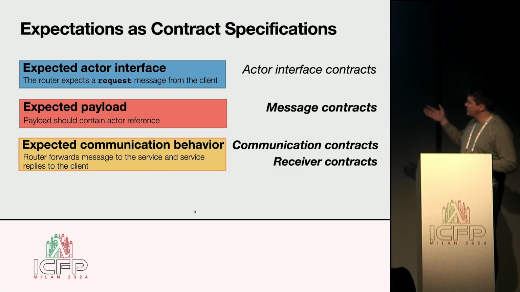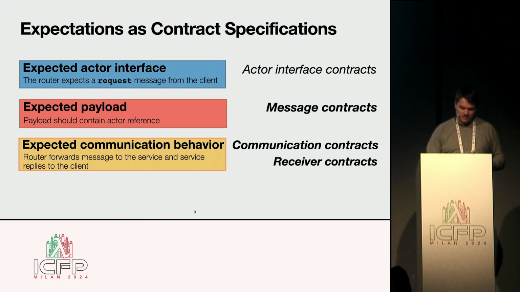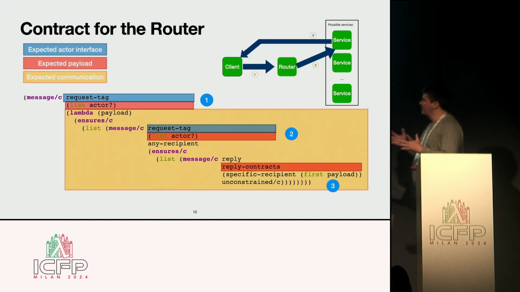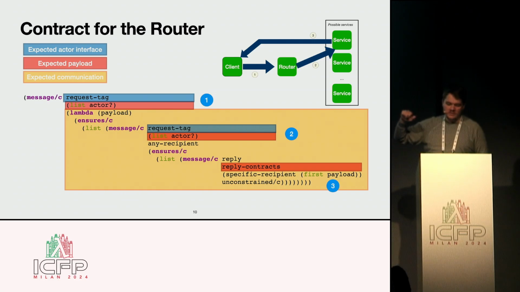And I will only talk about the last three contracts, but you can find more details about the interface contracts in the paper. So the goal of our contract system would be that we would be able to express something like the communication pattern that we have seen in the introduction of the presentation.